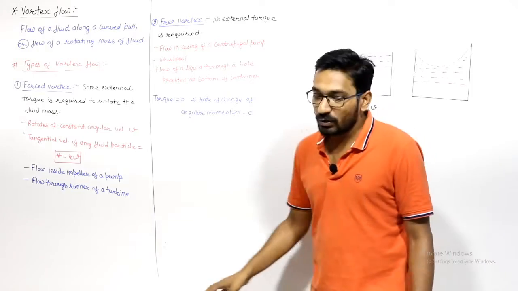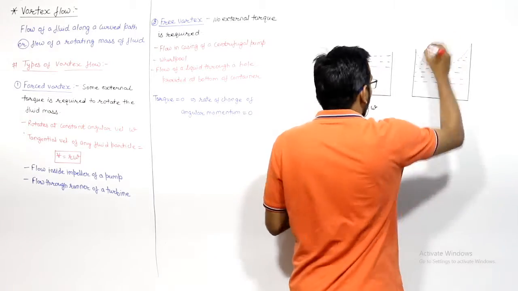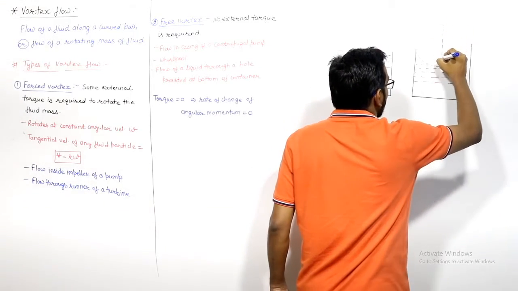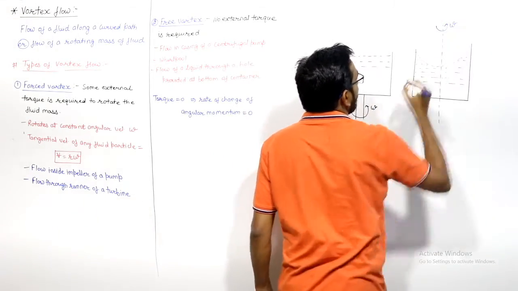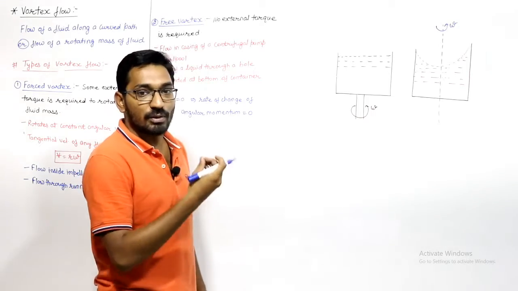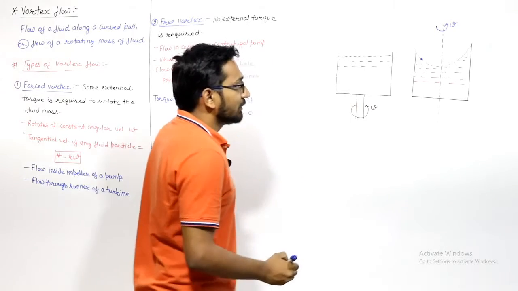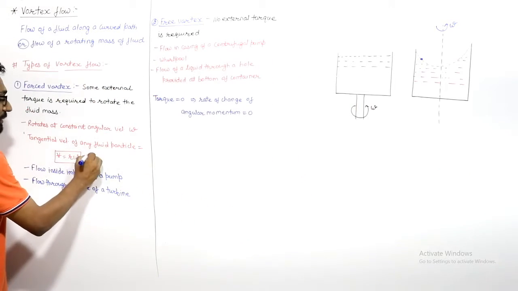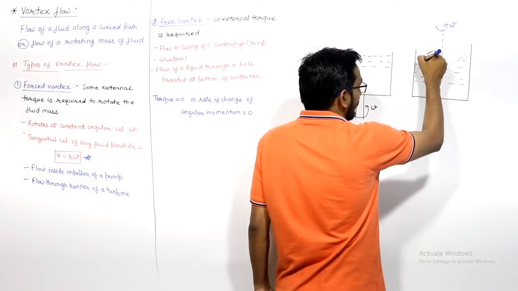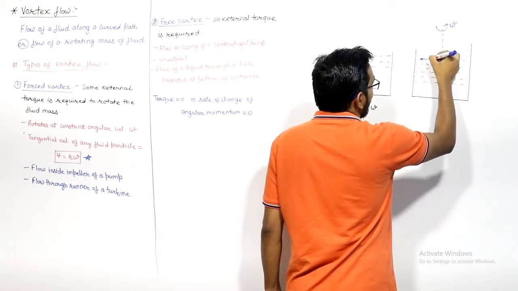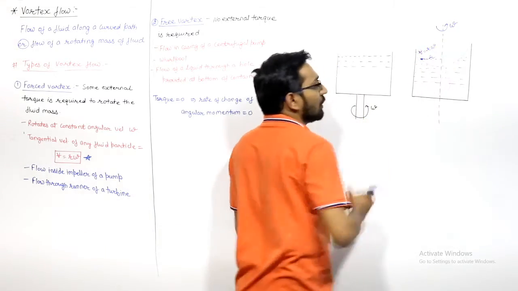And if you want to find out the tangential velocity of a fluid particle, let us say this is the axis of rotation, and it is rotating with an angular velocity omega. You know that if any body is in rotation, then the tangential velocity will be given by the relation V is equal to R omega, where omega is the angular velocity and R is the radius of rotation of this particle. So the tangential velocity of this particle will be R into omega.